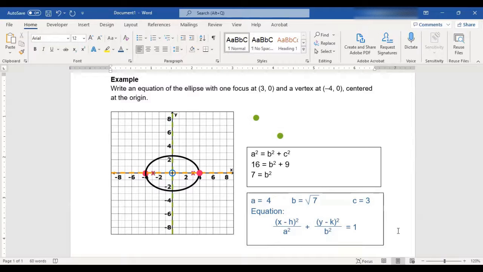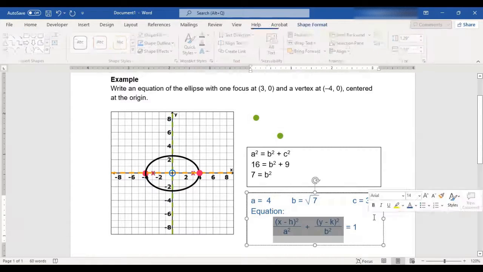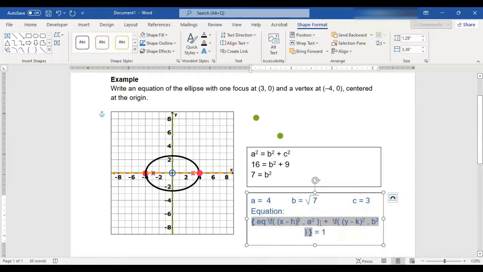What's different about an ellipse from a parabola is that the h and k are not a vertex because we have 2. So which h and k would you use? The h and k refer to the center. So here our center is the origin, which means h and k are 0. So that's fantastic. That means this will just simplify to x squared and y squared. a is 4, so 4 squared is 16. And then b squared is 7, so I'm going to write 7 here.